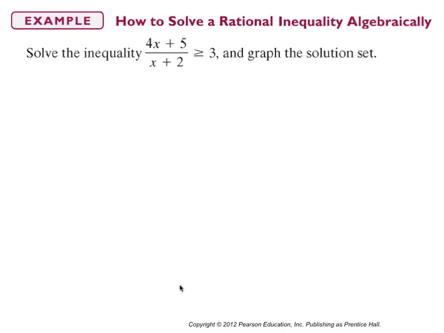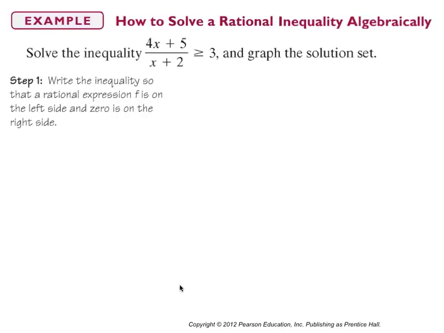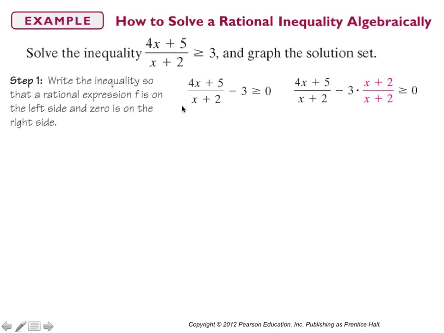Before we solve any inequalities though, we have to set it so that the function f is on the left side and 0 is on the right. So what we need to do first is just subtract 3 from both sides. So we have (4x + 5)/(x + 2) - 3 is greater than or equal to 0. And then what you need to do is remember some stuff about rational equations. We need to get a common denominator. So here we multiply our -3 by (x + 2)/(x + 2).